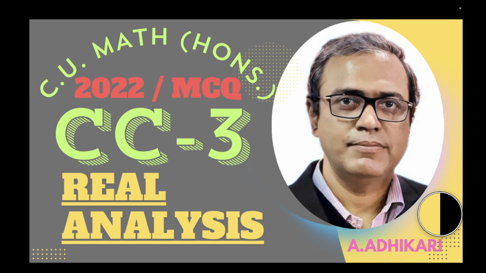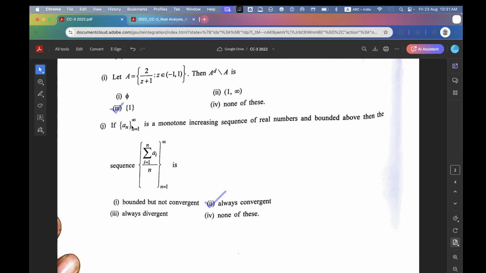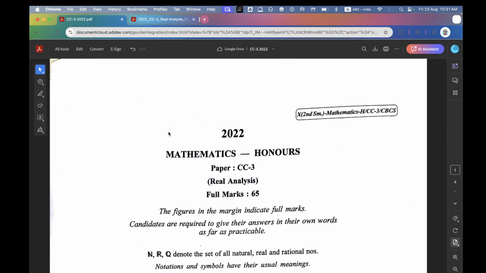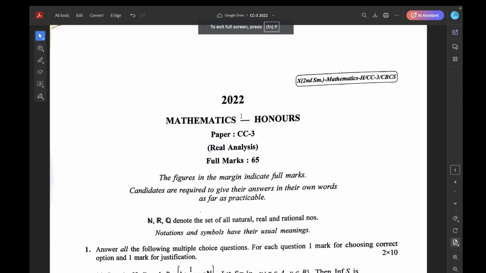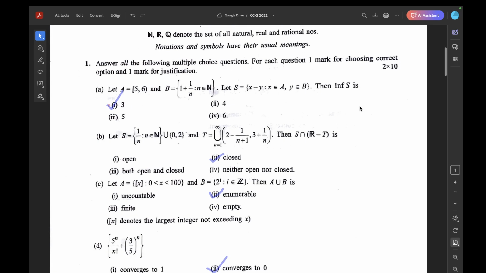Now we discuss paper CC-3, 2022 multiple choice question, Calcutta University B.Sc Mathematics Honors question paper. 2022 paper CC3, second semester under CBCS, Mathematics Honors, Real Analysis.